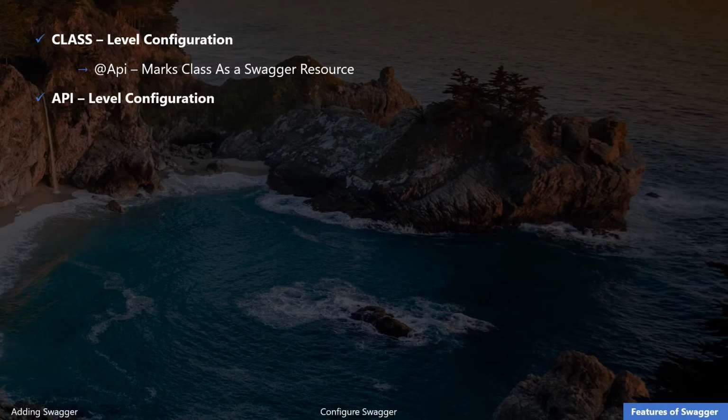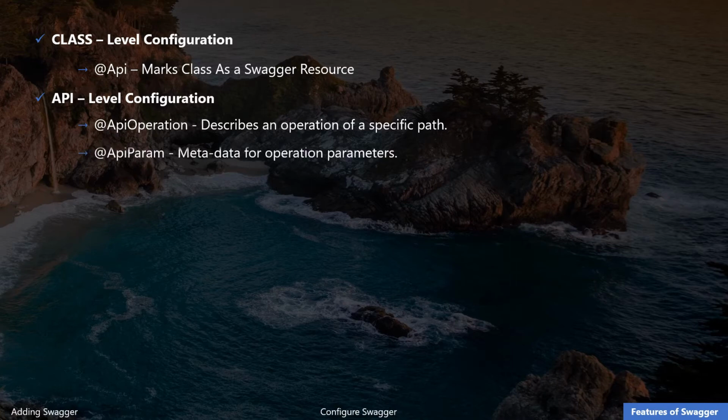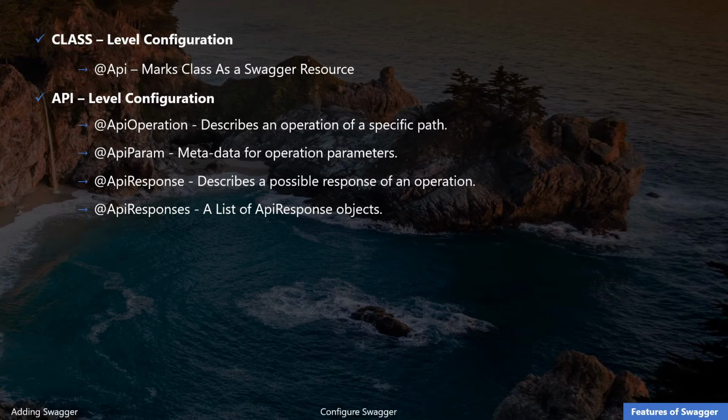Second, we have four API level annotations for better configuration, and the first one is ApiOperation. This annotation will describe the operation of a specific URL, and the second one is ApiParam. This is basically for the request parameters, and another one is ApiResponse. It will describe the response of the API, and the fourth one is ApiResponses. This is basically an array of ApiResponse. So let's say if we have multiple responses, then we need to merge them and make an array. So this will provide that feature.